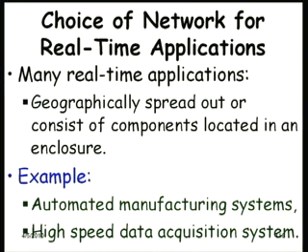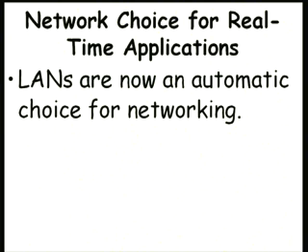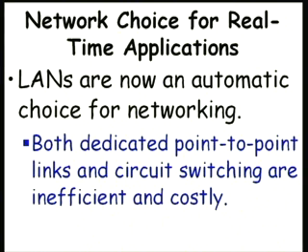There are many examples of such applications. Automated manufacturing systems, we have discussed about this, high speed data acquisition systems and so on. Now, when they are not really spread out over a very large area, which is normally the case, they are spread over a limited area, local area networks are an automatic choice for networking. In older times, there used to be point-to-point links and circuit switching. These were popular. When different components need to communicate, we used to either connect them point to point or use circuit switching. They are inefficient and costly.